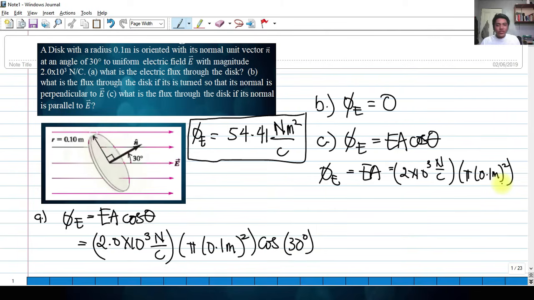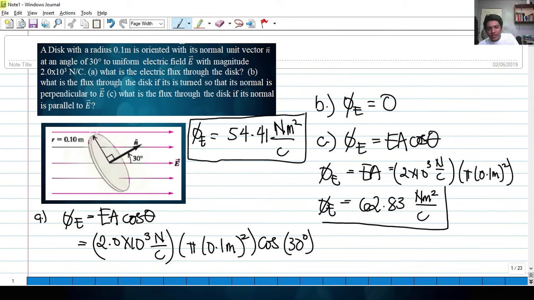So what answer do we expect here in letter C? The answer should be greater than 0 and 54.41 because the theta is 0. So let's try: 2 times 10 raised to 3 times pi times 0.1 squared. Our answer should be 62.83 Newton meter squared per coulomb. So this will now be our answer. Understand?